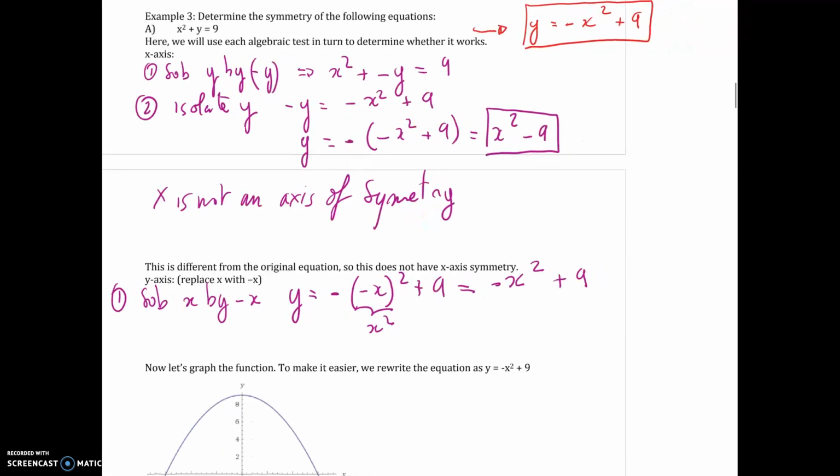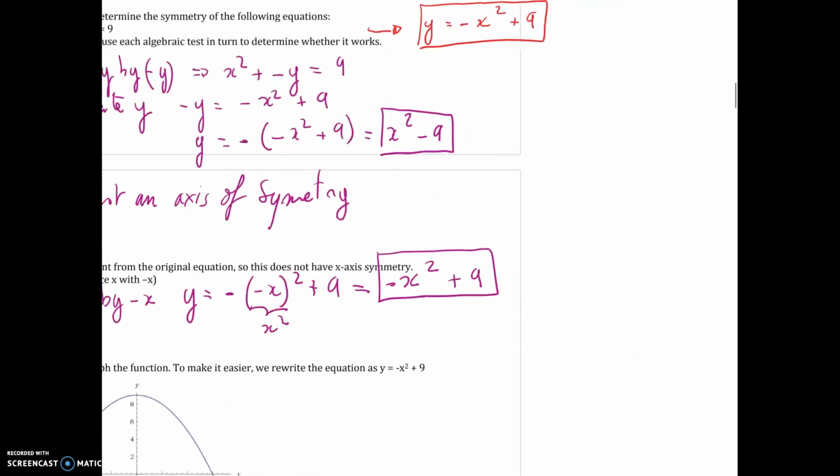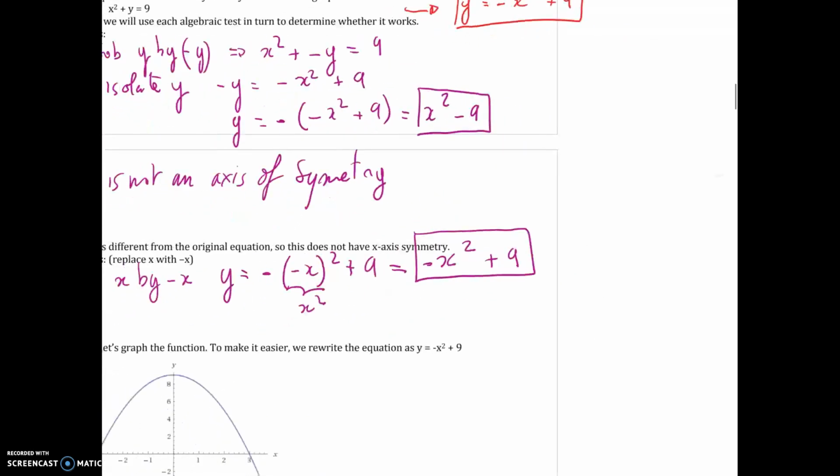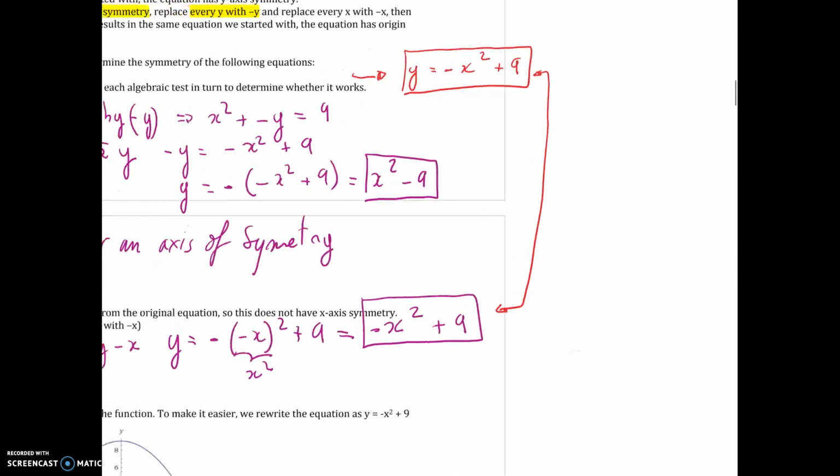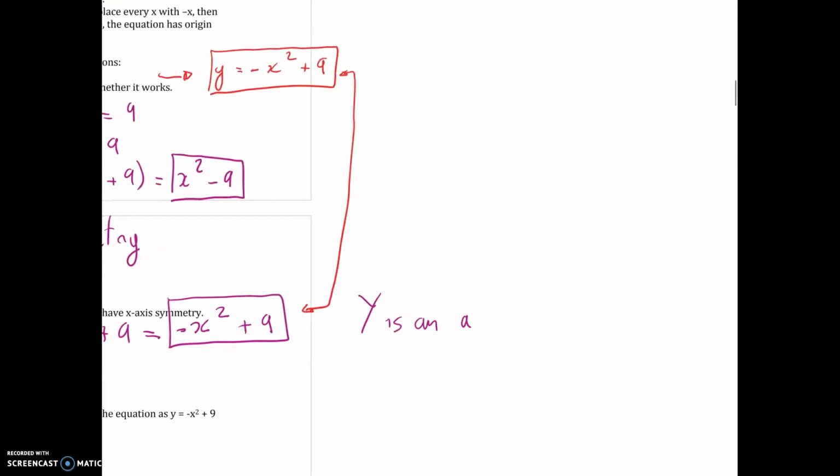And what can I say? I can see clearly that when I substitute x by negative x, I find exactly the same thing as the original expression. Okay? So therefore, I can definitely say that y is an axis of symmetry.